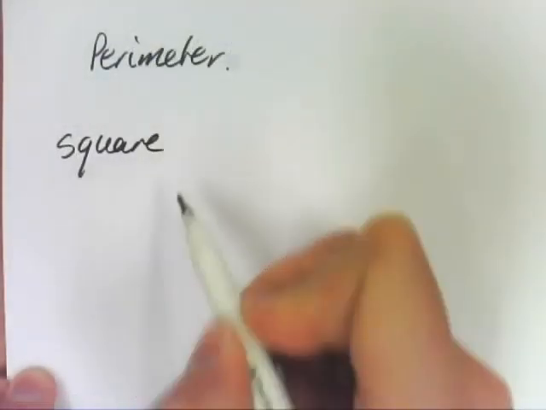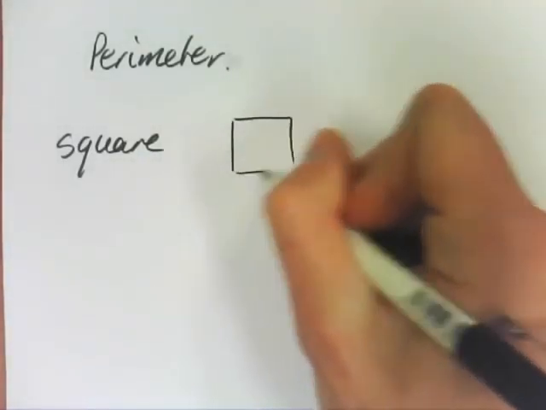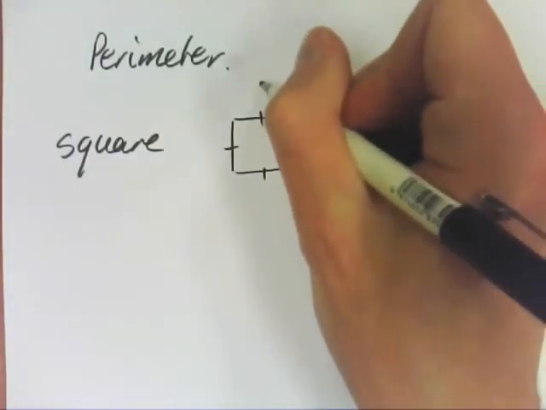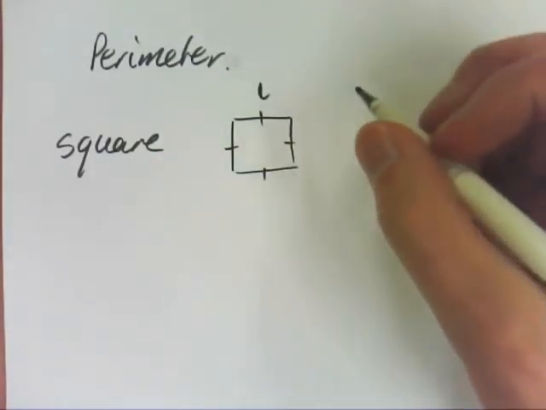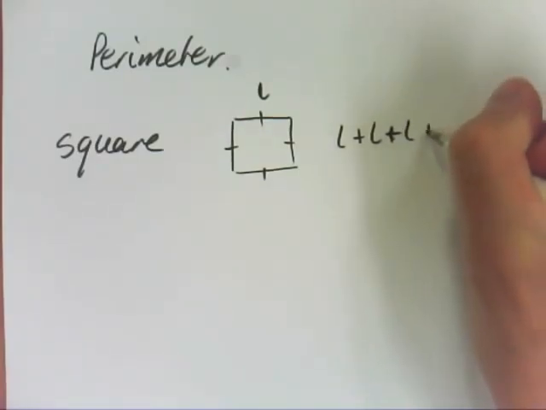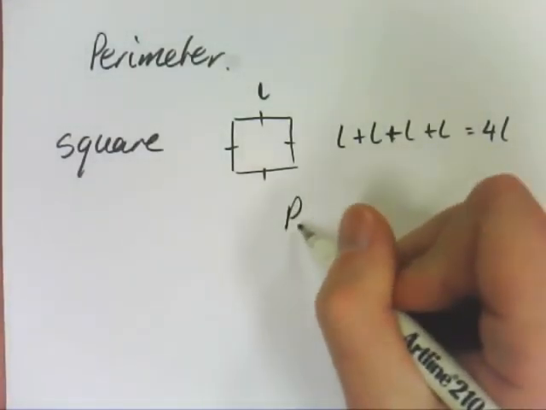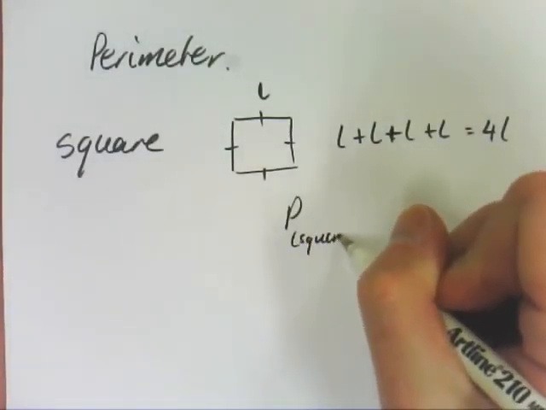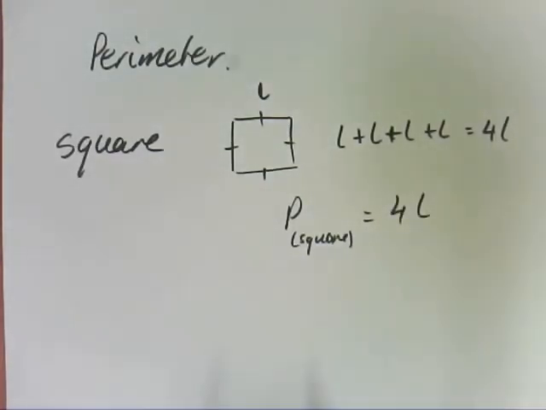We're going to start with the perimeter of a square. If you have a square, all sides are the same, and let's say their length is L. So perimeter, remember I said before, you have to add up all the sides, is L plus L plus L plus L, which is 4L. So perimeter of a square equals 4 times the length.